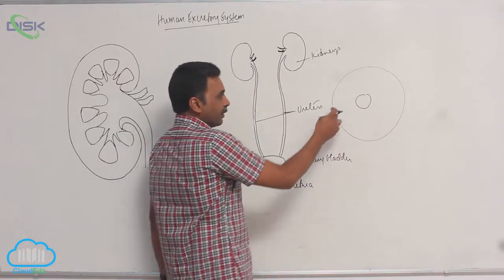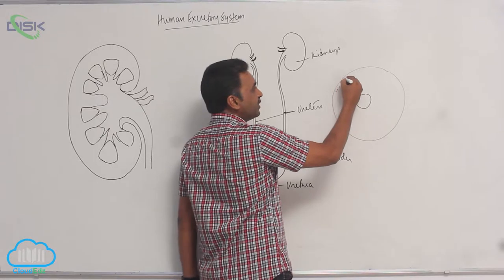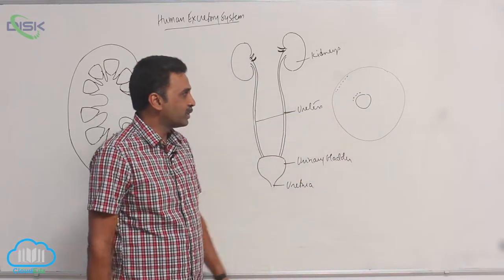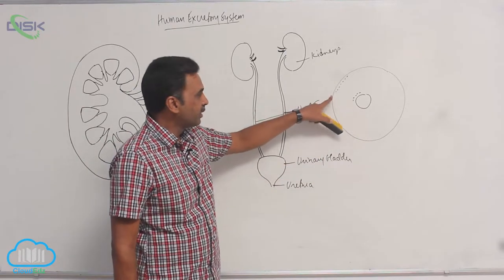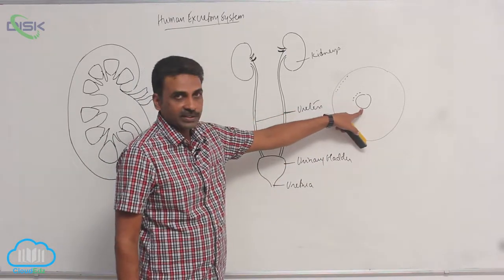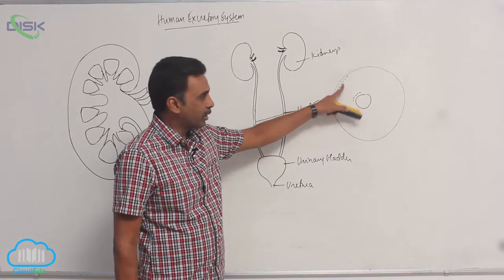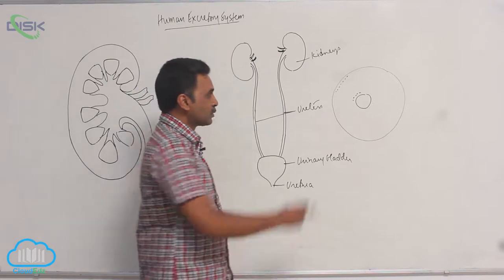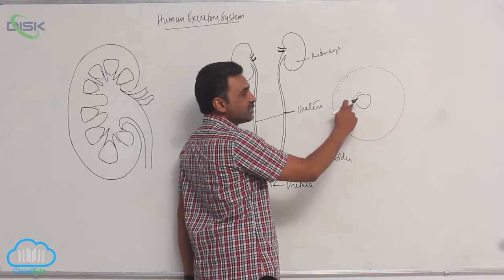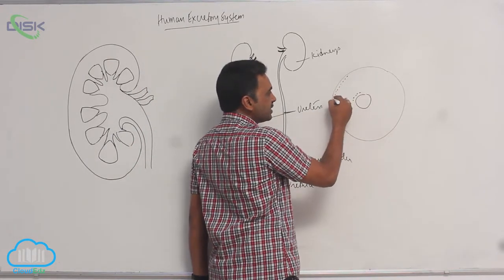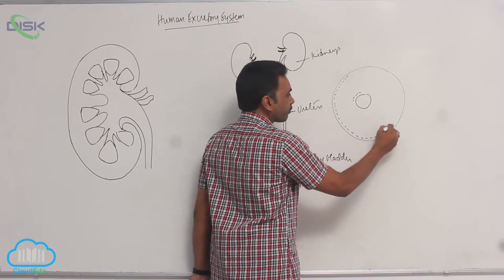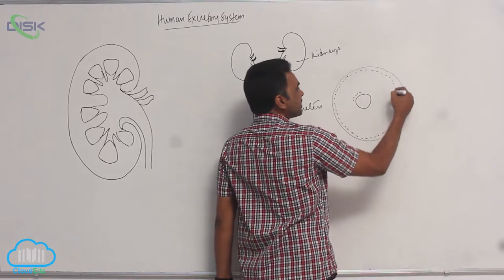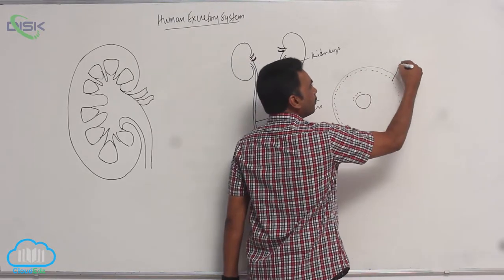we are enterocoelomates, so this body cavity is lined on both sides by mesodermal epithelium. The dotted lines on both sides are the body cavity. So this is the body wall, this is the gut. Now this is the body cavity. The body cavity on both sides is lined by mesodermal epithelium. So this is the parietal peritoneum, this is the visceral peritoneum.